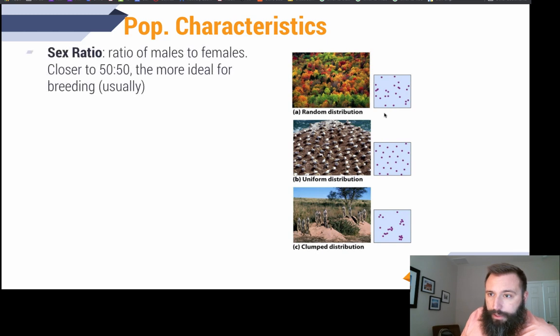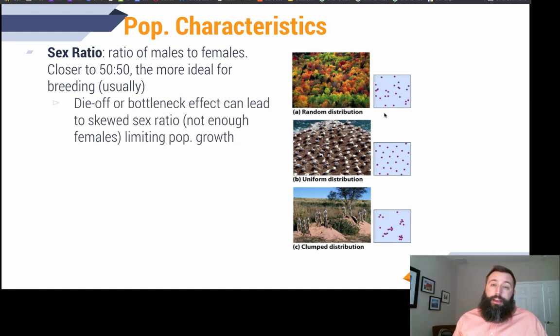Let's talk a little bit more about some population characteristics. Gender ratios, sex ratios: the number of male individuals to female individuals. Closer to 50-50 is going to be the most ideal ratio for breeding. Remember that bottleneck effect, one of these random disruptions can decrease the sex ratio of wildlife pretty readily and skew that, right? Ecosystem managers, wildlife managers might be interested in sex ratios in order to come up with a plan for conservation of some animal in a specific area too.